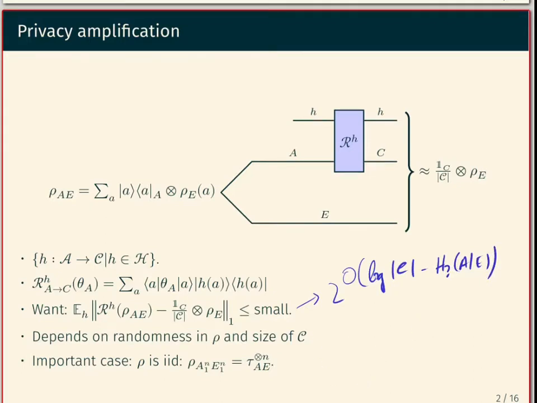And one important special case here is when rho has an IID structure. So when A is actually A1 to N, and E is actually E1 to N, and it's actually N copies of the same state. So many QKD protocols or other protocols of interest can be reduced to that special case here. So in particular, we want a private simplification theorem to work well in the IID case. Otherwise, there's no hope for it to be really optimal.